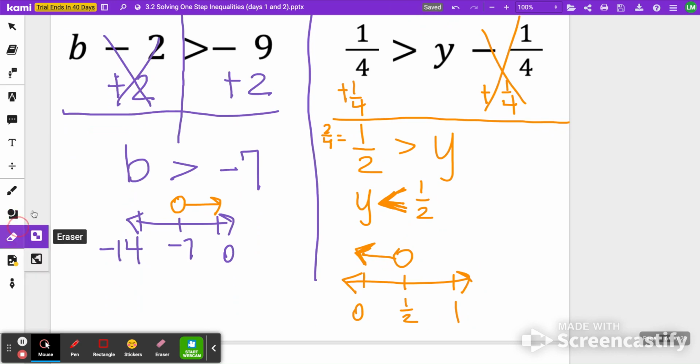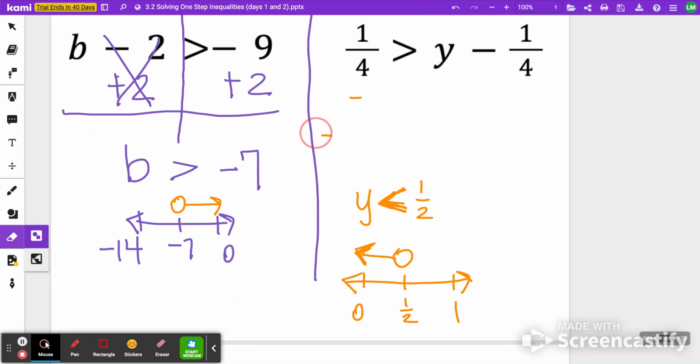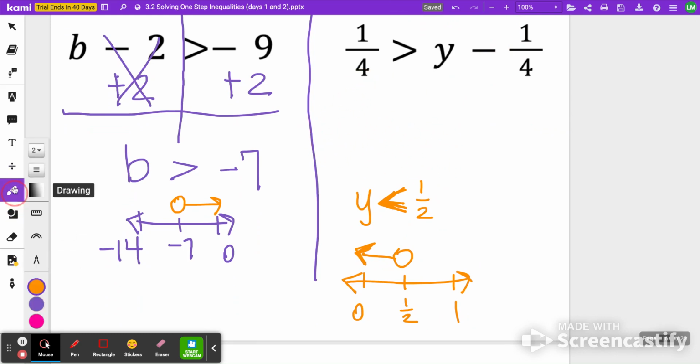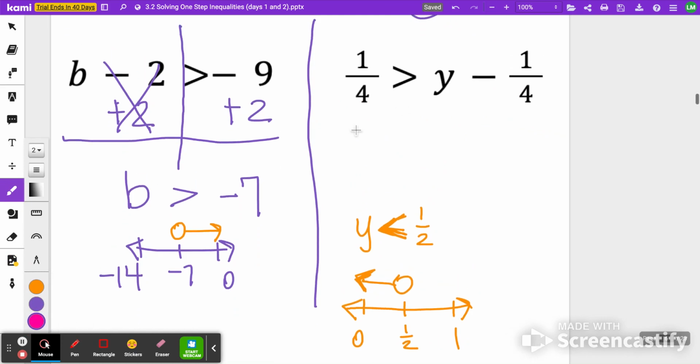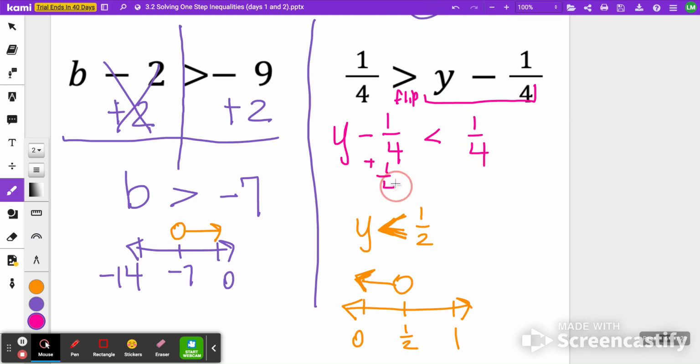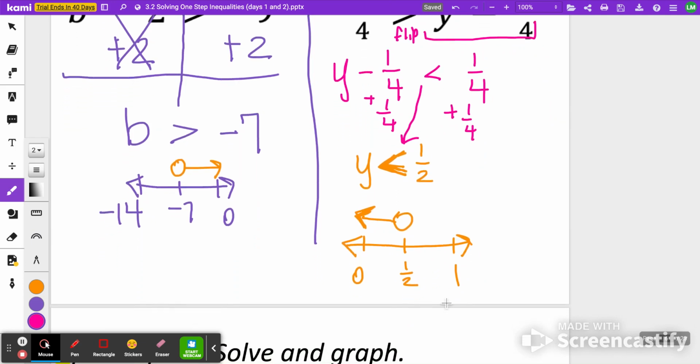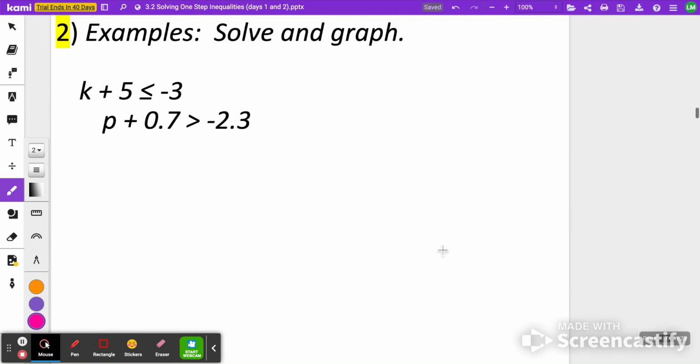Now, some of you may have rewritten this entire thing first, and you still should get the same answer. So let's talk about what that would look like as well. If I rewrote this entire thing, I would just flip everything around and say y minus 1/4, taking this entire thing and moving it to the left, flip this inequality symbol to make it less than, and then have 1/4 on the other side. As I solve this, I'm still using the same steps. I get 2/4, which is equal to 1/2, but notice I didn't have to worry about flipping my inequality symbol there, and I still end up with an open circle pointing left. Here are two that you can try on your own.